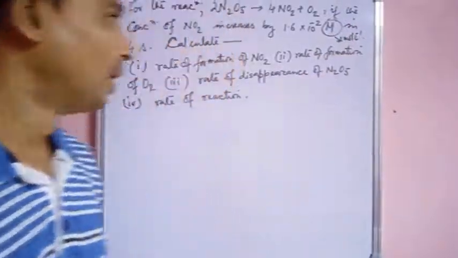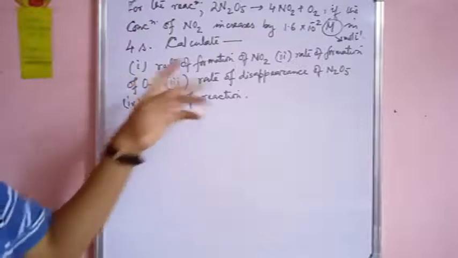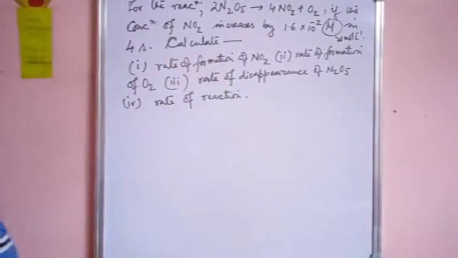In 4 seconds. Okay, so calculate the rate of formation of NO2. Number 2, the rate of formation of O2. Number 3, rate of disappearance of N2O5.